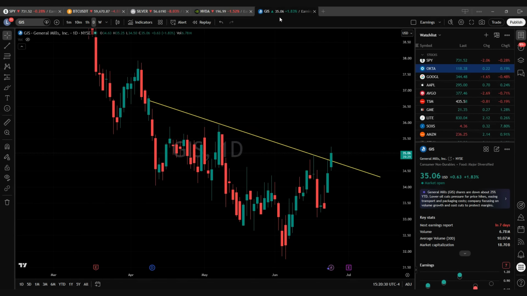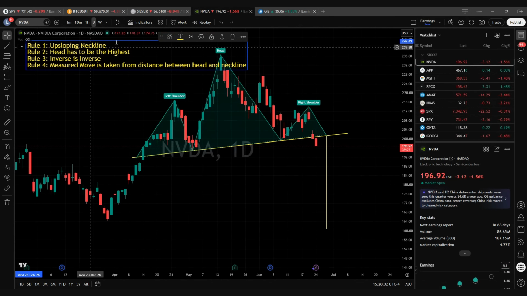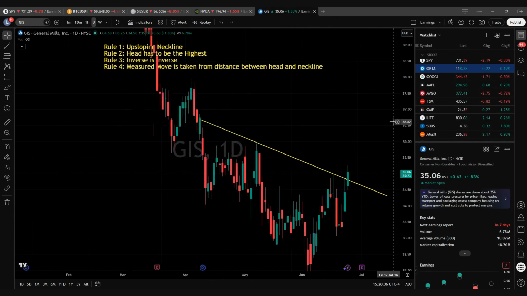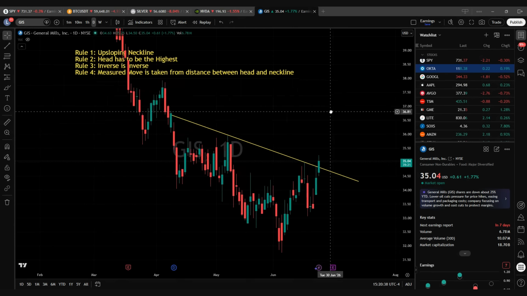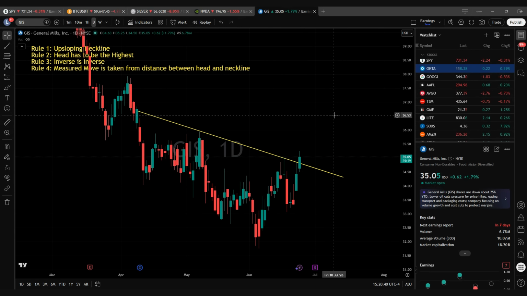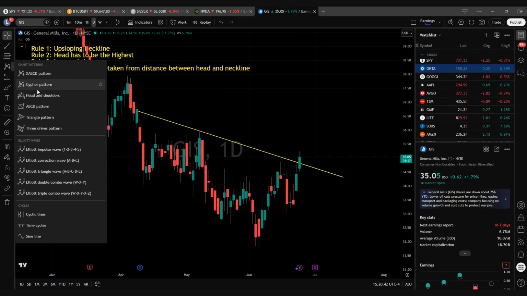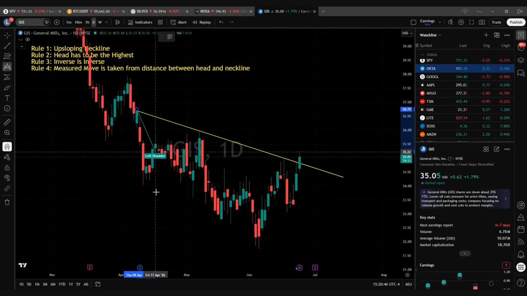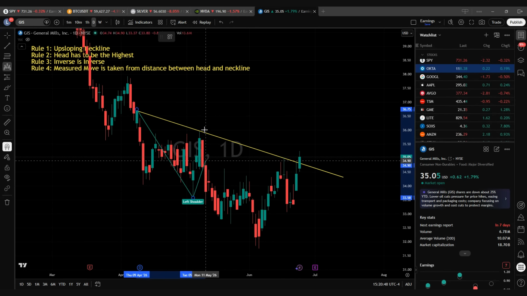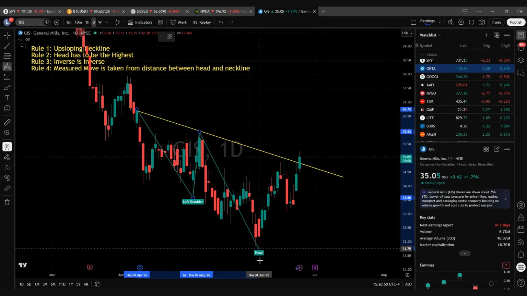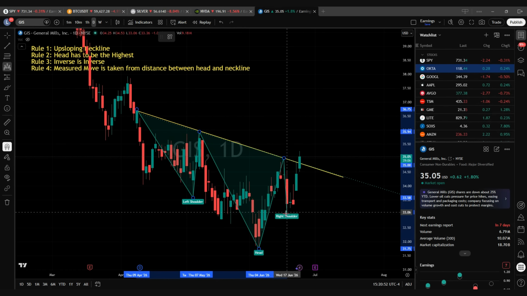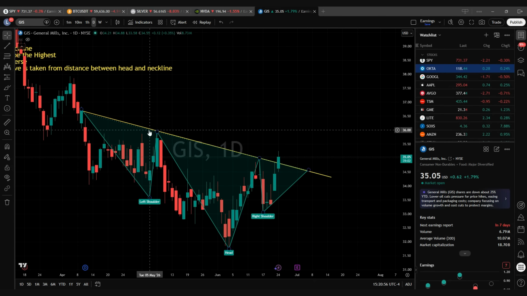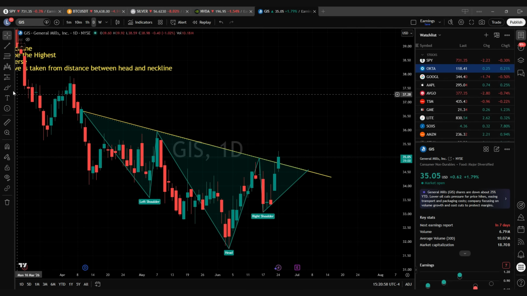Last one I want to talk about is remembering these rules, taking a look at the inverse. So I've gone ahead and drawn the inverse for you, but can you clearly see it? It's going to be this. Boom. Inverse head and shoulders: shoulder, head, shoulder, right?